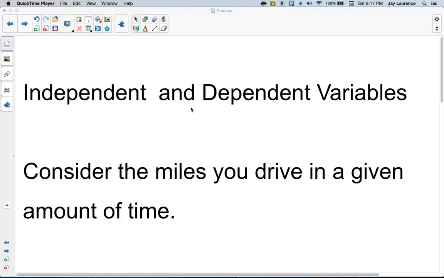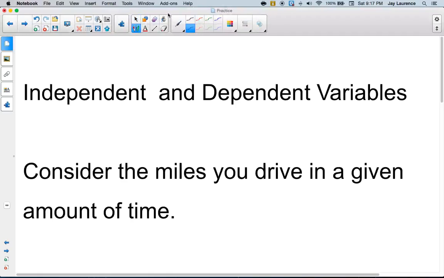Lawrence here with a really quick video about independent and dependent variables. Now, I'm going to let you try to figure out most of these on your own, but let me give a little re-explanation for you. The independent variable causes a change in the dependent variable. Dependent means it depends, it relies on something else happening.